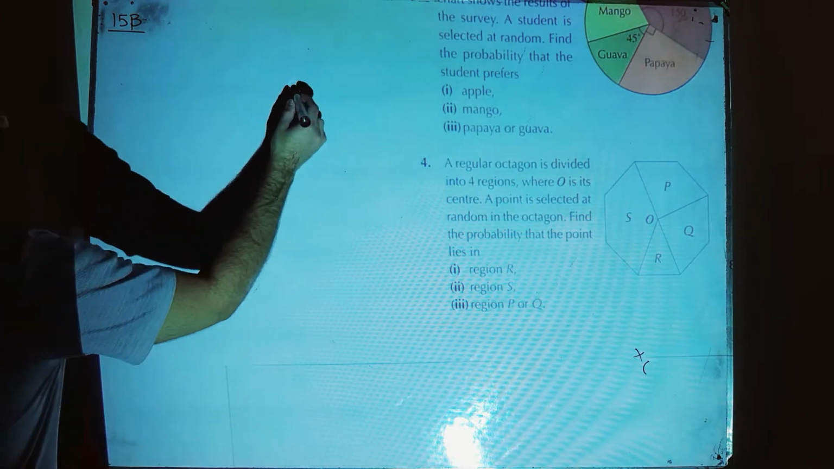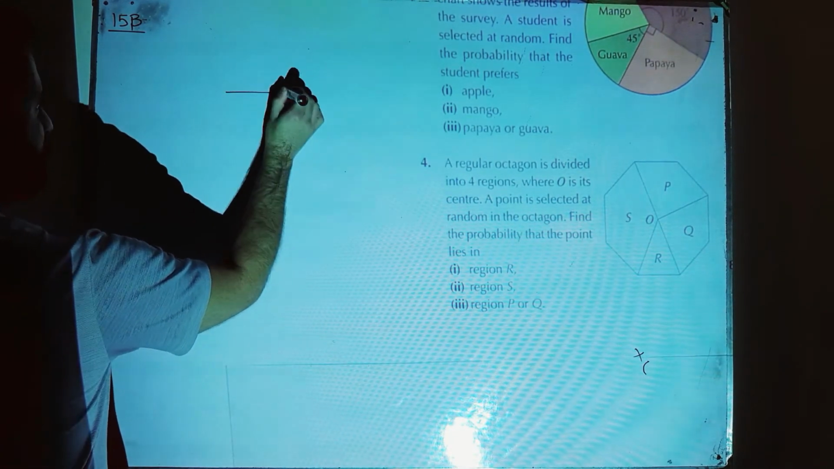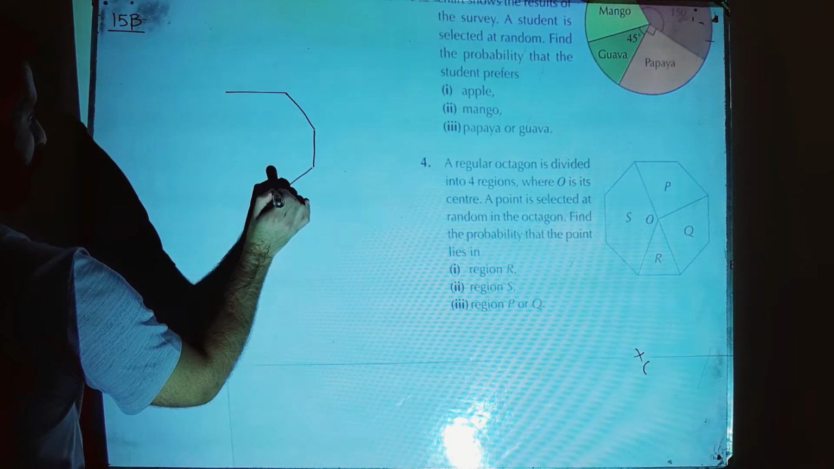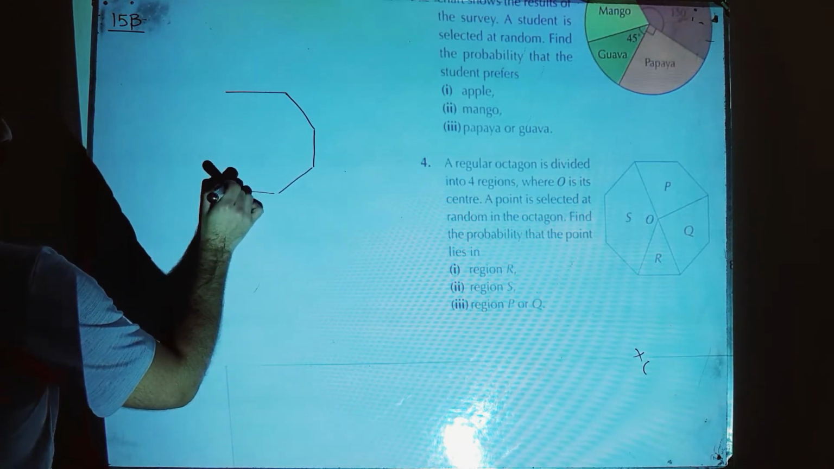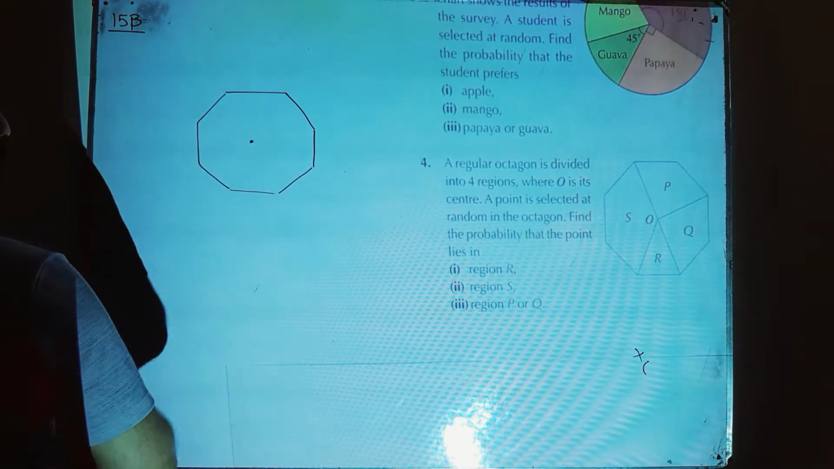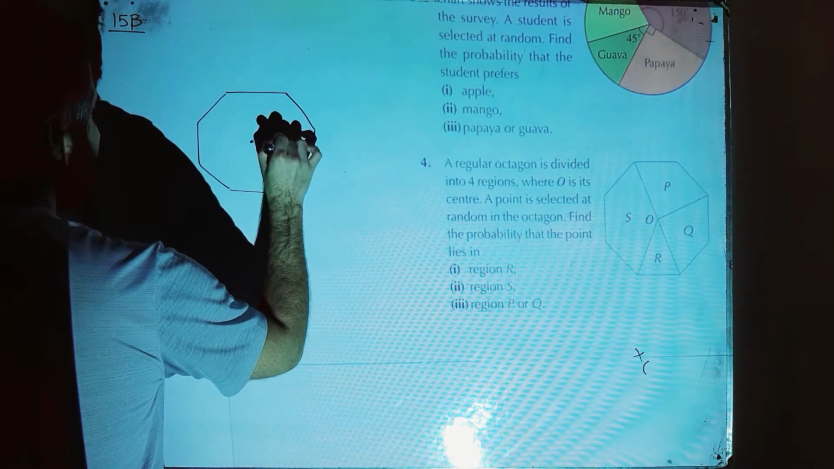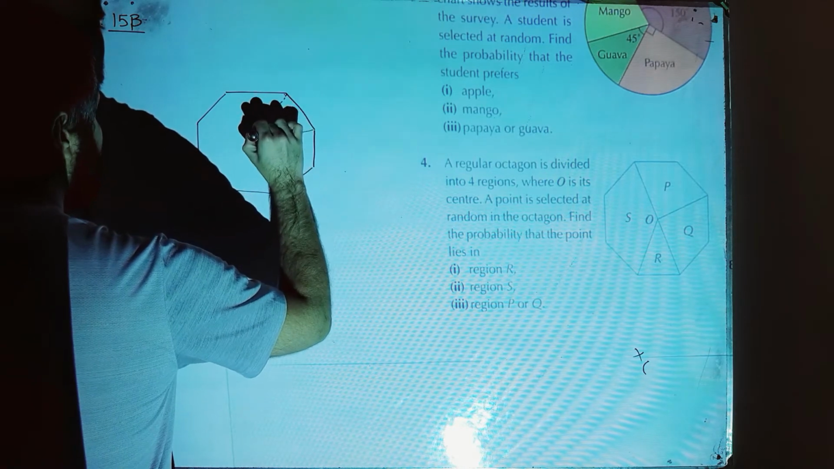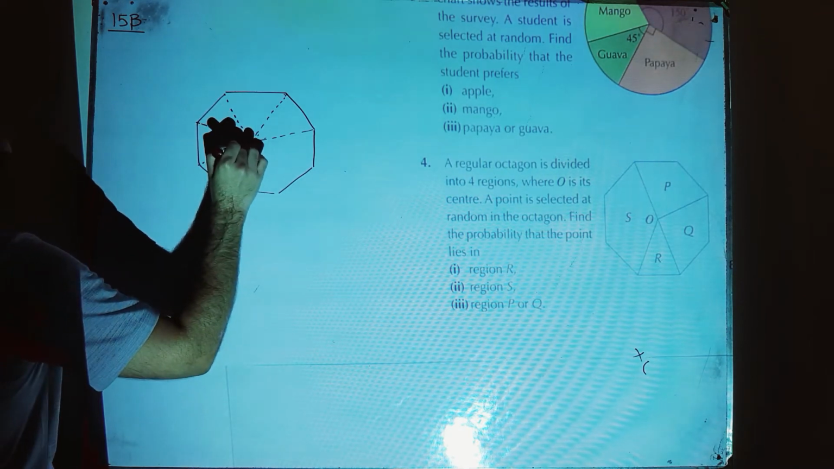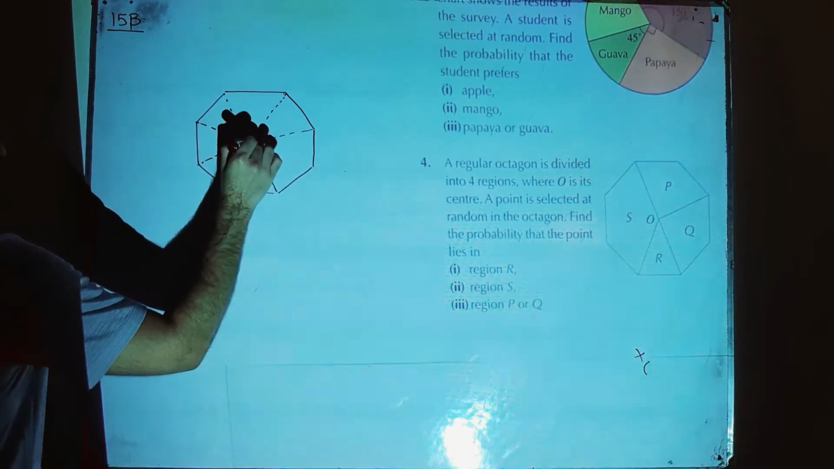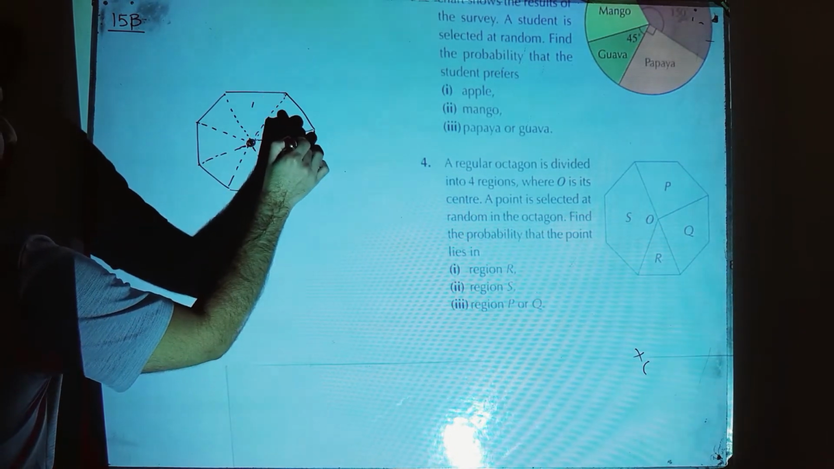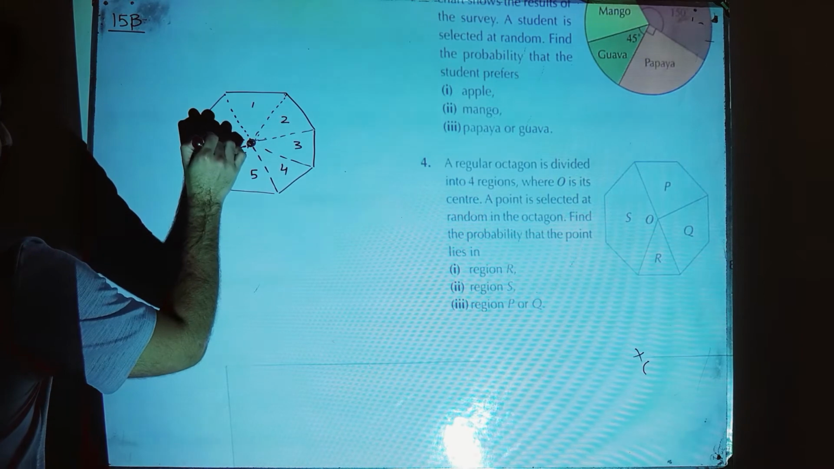So first of all, let me explain it in my way. Octagon, 8-sided, that is a regular octagon. I am dividing its sectors. Because it is a regular octagon, that means the lengths of all the sides are the same. So we have sectors. We have how many sectors? 1, 2, 3, 4, 5, 6, 7, 8.